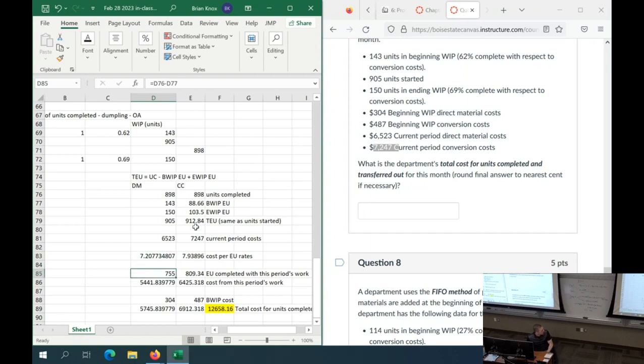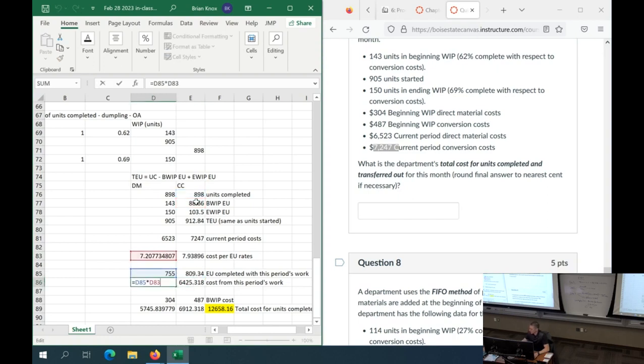And so we need to figure out the equivalent units completed with this period's work. And just like in the previous question, that means units completed minus beginning WIP equivalent units. It's up here on the board too, in the parentheses right here. Units completed minus beginning WIP equivalent units. Okay, same thing for conversion costs over here: units completed minus beginning WIP equivalent units.